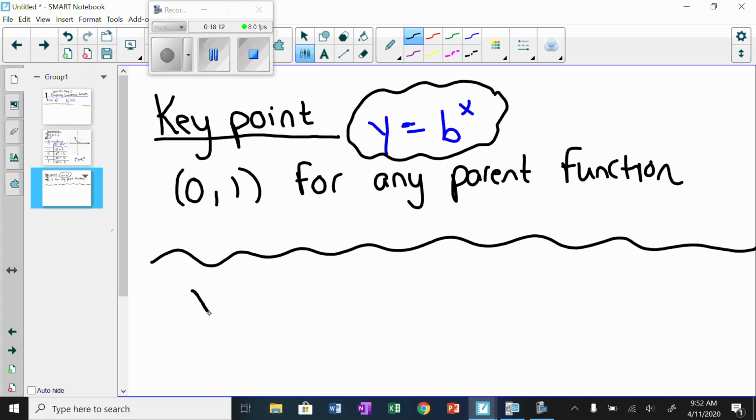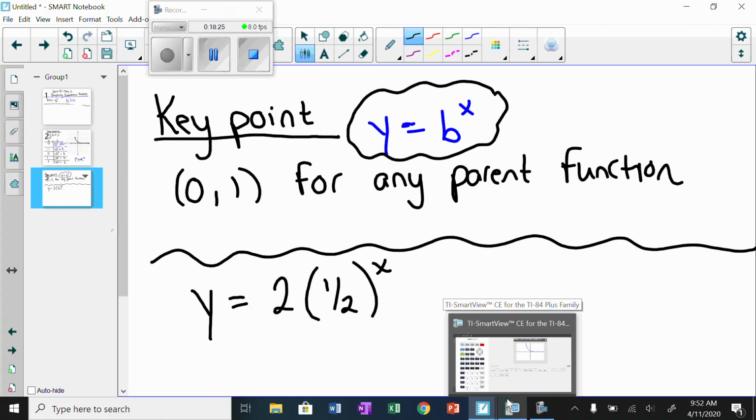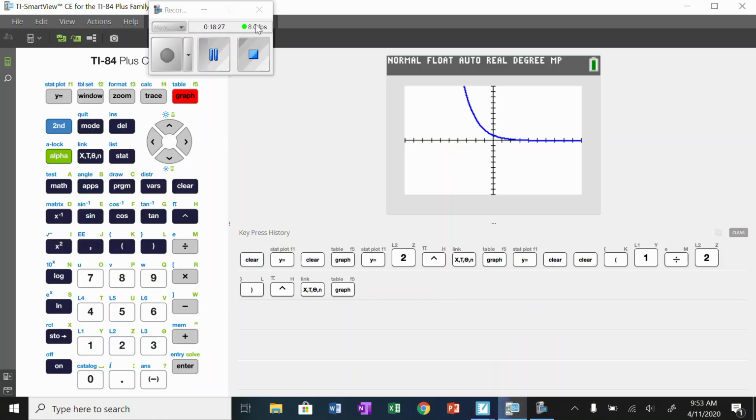So let's look at the function y is equal to 2 times a half raised to the x power. And I want us to go to our calculators and enter that in. So if we're back at our calculators, we have y is equal to a half raised to the x power. And like we pointed out below, here's our key point, (0, 1). We have an asymptote right below, 1 unit below that key point, which is the x-axis.